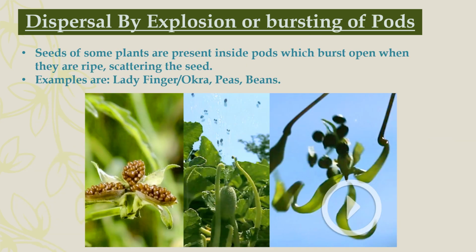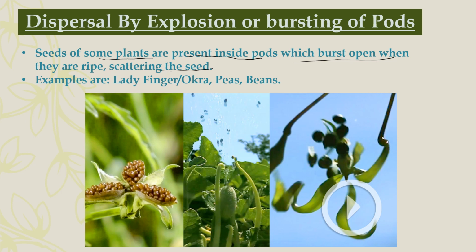Next is the dispersal by explosion or bursting of pods. Some seeds of some plants are present inside pods, inside some packages, which burst open when they are ripe, and they scatter the seeds.